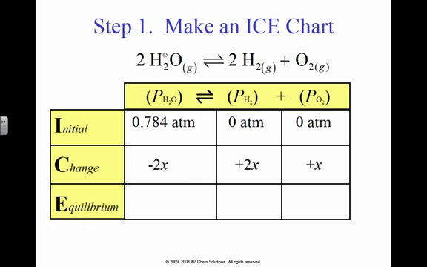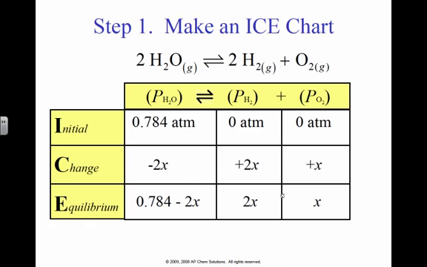These are my reactants, so they're going to have to decrease, so I have a negative value here. These are my products. They start with 0, so they have to go up, so these are going to have a positive right here. Oxygen is going to gain, I don't know, so I call it x. Hydrogen is going to gain 2x because of the coefficient, and therefore water will lose 2x. So then 0.784 minus 2x, 0 plus 2x is 2x, 0 plus x is x.